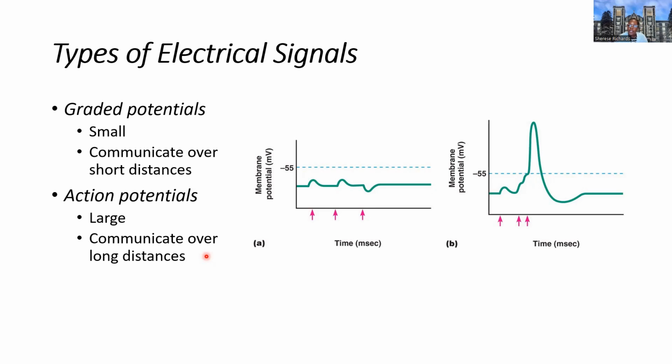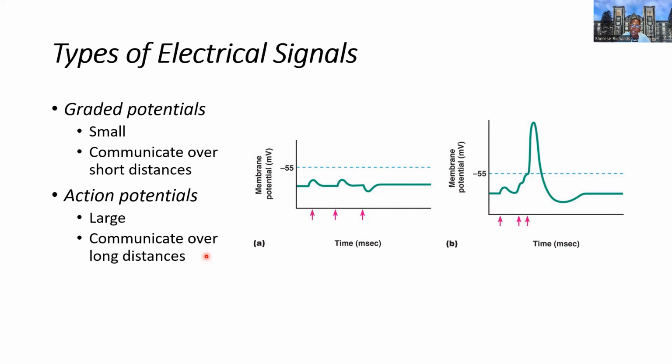So the graded potentials will be initiated at the soma, which is the most proximal area of the neuron. This is where they start. And then they're not going to travel as far down the neuron as action potentials will. They're actually going to dissipate or lose their strength as they move away from the source. So that's one of the major differences between the graded potential and the action potential.